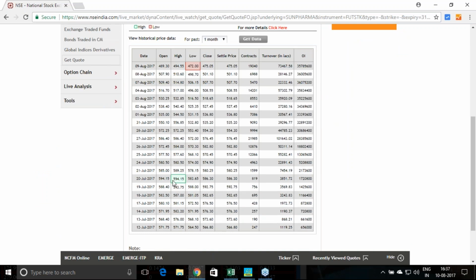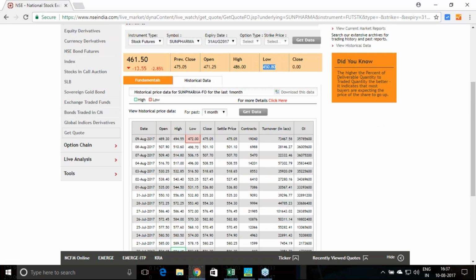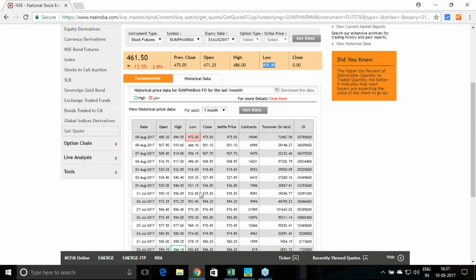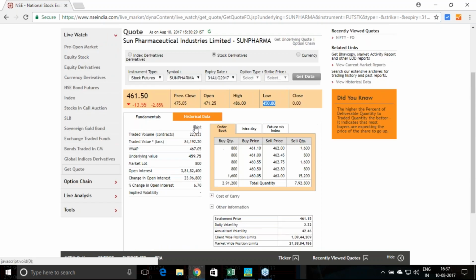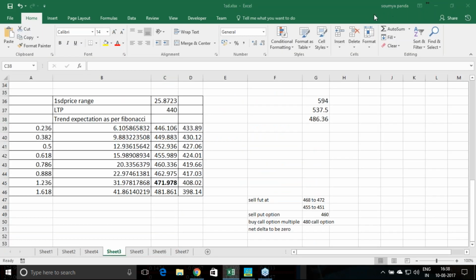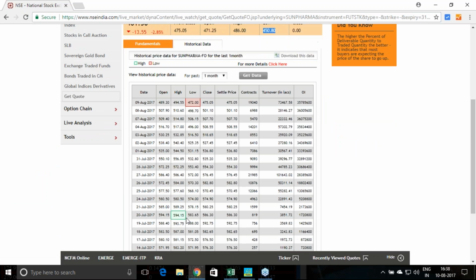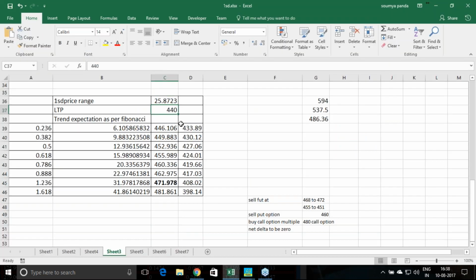So here my monthly data says that 594 is the high, and in fact today the monthly low has happened. So 594 high, and if I go to the fundamental section, I will get the annual volatility as 42.46. So here I am taking 42.46 and 594.15 as the monthly high, so I am just taking 594.